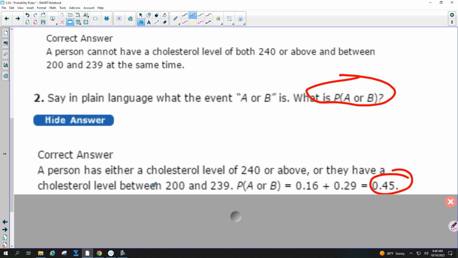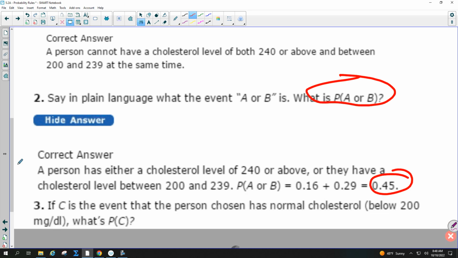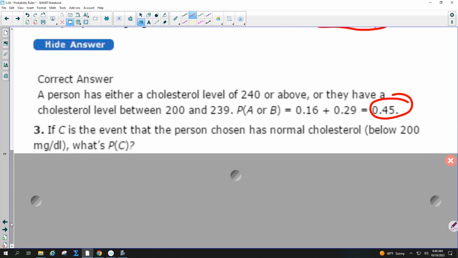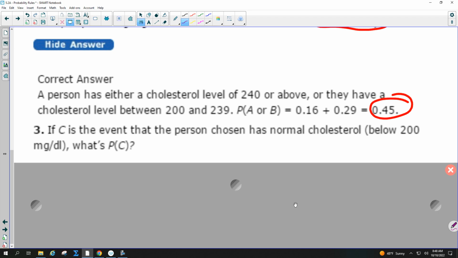Okay, if C is the event that the person chosen has normal cholesterol, meaning below 200, so they're adding that in, right? So anybody below, we're covering all our bases here. We have over 240, we have 200 to 239, now below 200. How could I calculate that probability? Bryce, what do you think? You just do 1 minus the probability. There you go. All right, everybody good?